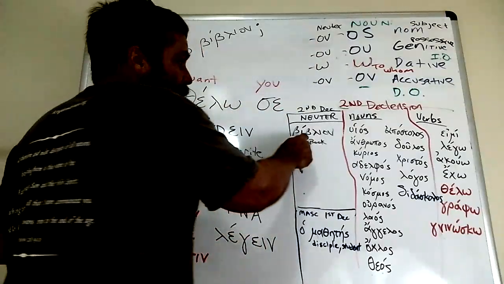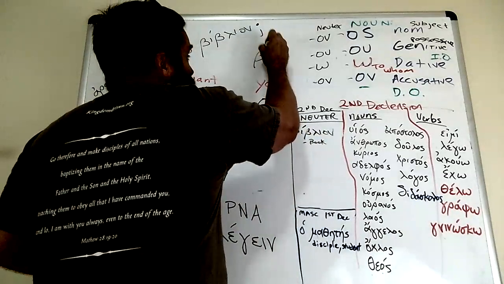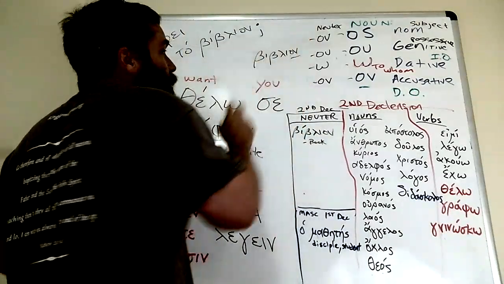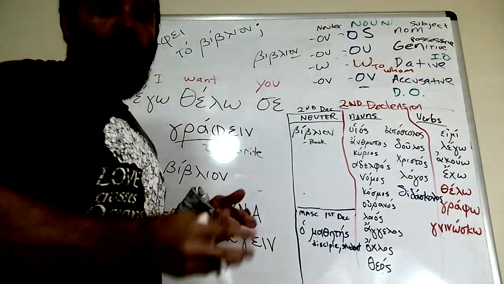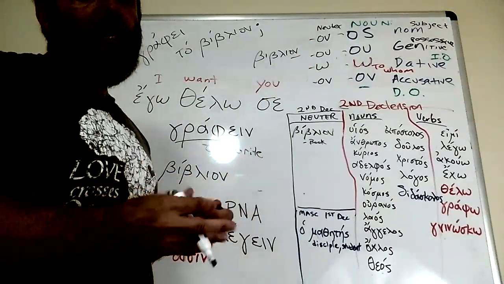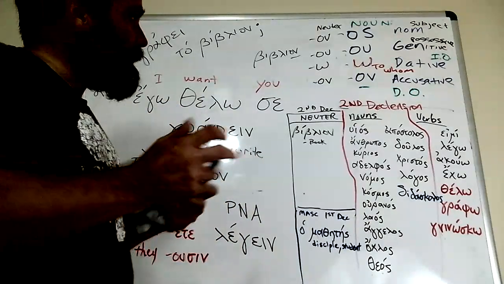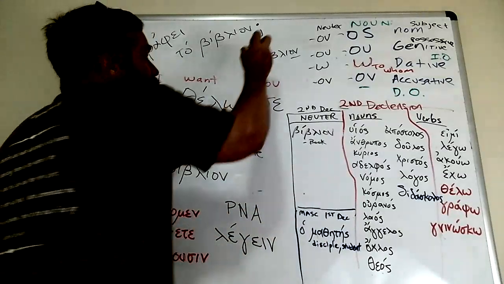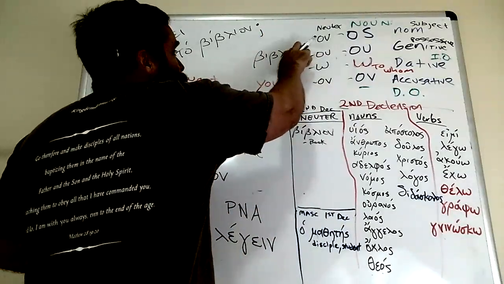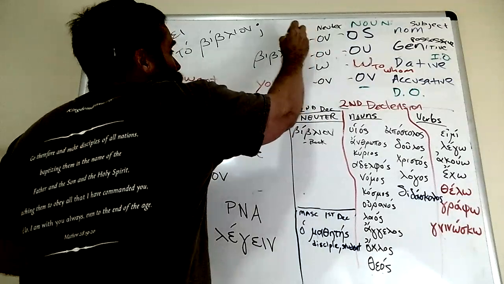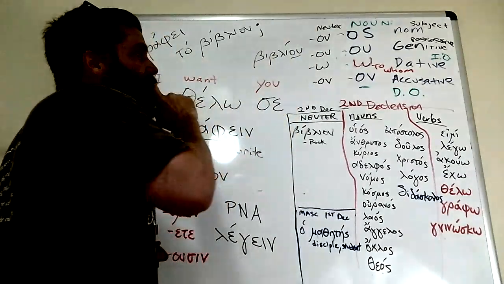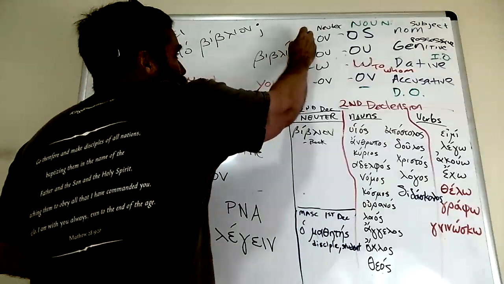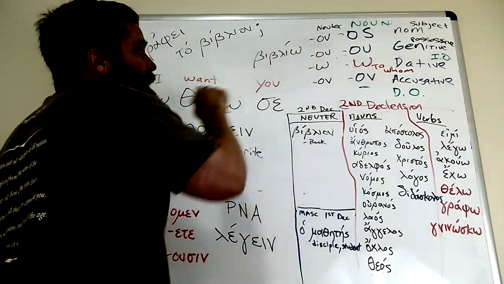So if I have biblion, I've got the ending on, and I can't tell if that's accusative or nominative. I need context to tell that, to see if it's the subject or the direct object or something. But if I change it to ou, biblíou, now I can tell, oh, that's genitive. And just like with masculine, if I put omega at the end, I go, oh, that's dative, biblio.